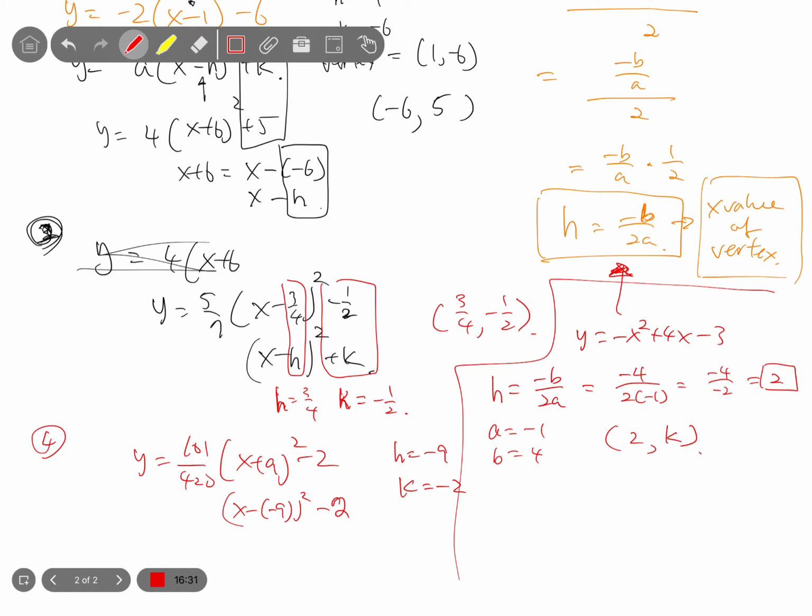Now, one easy way is just plug it in. So we're going to plug 2 into the equation. y equals negative (2 squared) plus 4 times 2 minus 3. This is negative 4 plus 8 minus 3, that is going to be a positive 1. So your vertex is going to be 2 comma 1.